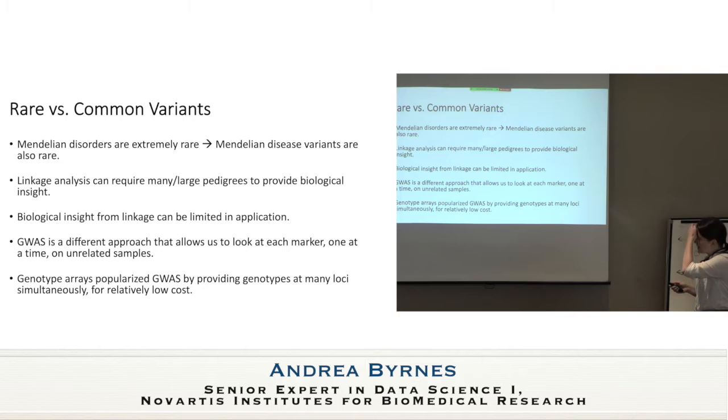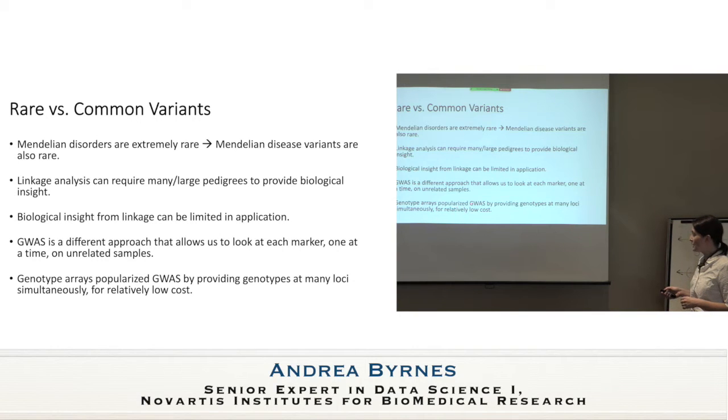Linkage analysis can require many large pedigrees. We talked about that yesterday, about how you wouldn't necessarily have the power to make inference from a single pedigree. Biological insight can be super limited in the linkage case. And GWAS is just a totally different approach that allows us to look at each marker one at a time on unrelated samples and draw conclusions. And then there's a lot of power in just the ability to do that.